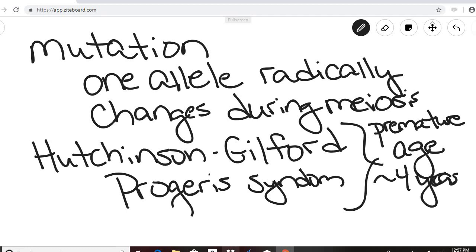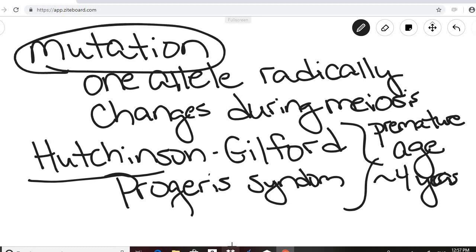And this condition is caused by a mutation. So there's nothing wrong with the egg or the sperm of the mother or father, but there's a change that happens during meiosis that leads to this condition. Okay, so mutation is another way that a genetic abnormality can be caused, through changes that actually happen during meiosis. I think we are going to stop there.